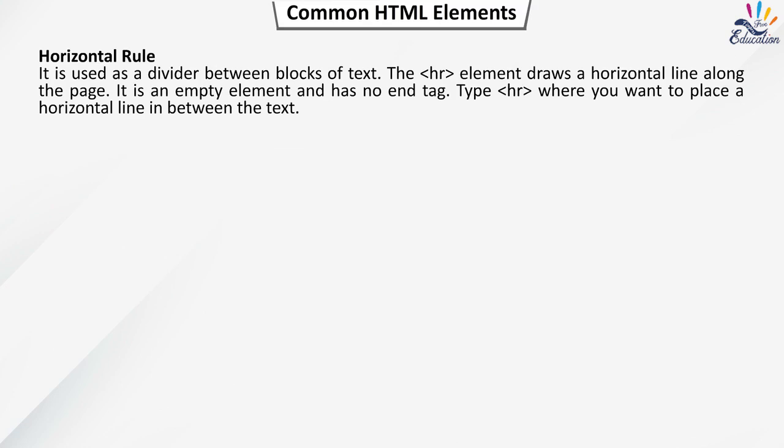Horizontal rule. It is used as a divider between blocks of text. The HR element draws a horizontal line along the page. It is an empty element and has no end tag. Type HR where you want to place a horizontal line in between the text.